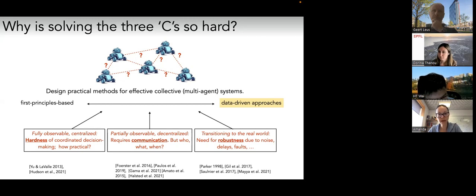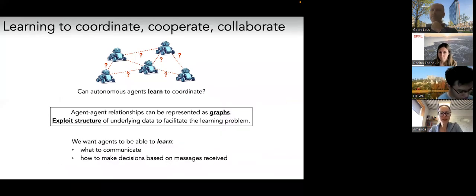And what my lab has been doing for the last 4 or 5 years is really looking into how we can leverage data-driven approaches in order to help us solve these kinds of problems. So my research agenda is guided by this overarching question of can robots or can autonomous agents learn to coordinate? And we're fueled by the simple insight that agent relationships can be represented as graphs. And we're going to exploit the structure of underlying data, which is given to us through this graph topology proxy, to facilitate the learning problem. So ultimately, what we want to do is we want our agents to be able to learn what to communicate and how to process incoming information to make decisions based on the messages they have received.